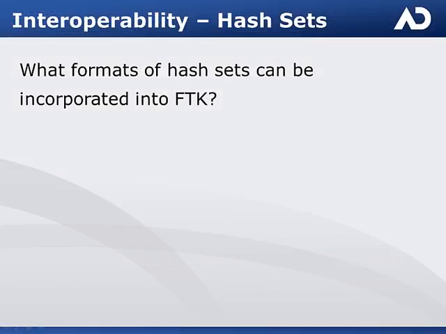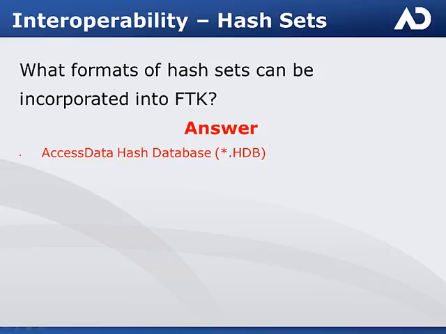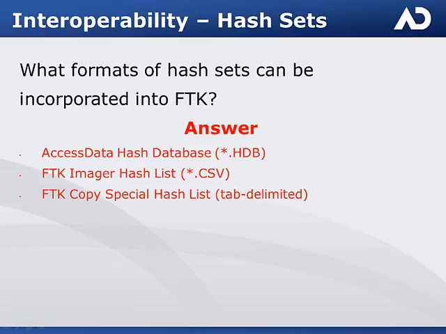What formats of hash sets can be incorporated into FTK? And the answers, by the way, are in the user guide for FTK. The Access Data Hash Database with a .hdb file extension, an Imager hash list, comma-separated type file extension, the FTK Copy Special Hash List, which creates a tab delimited format.